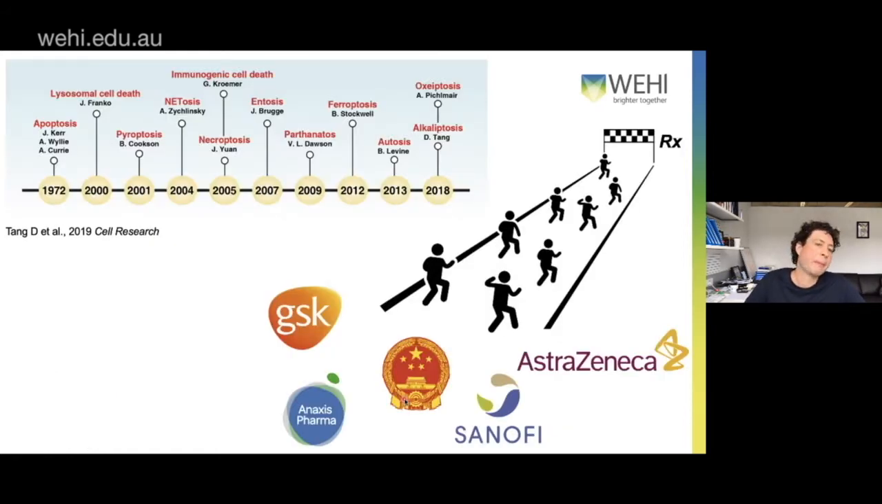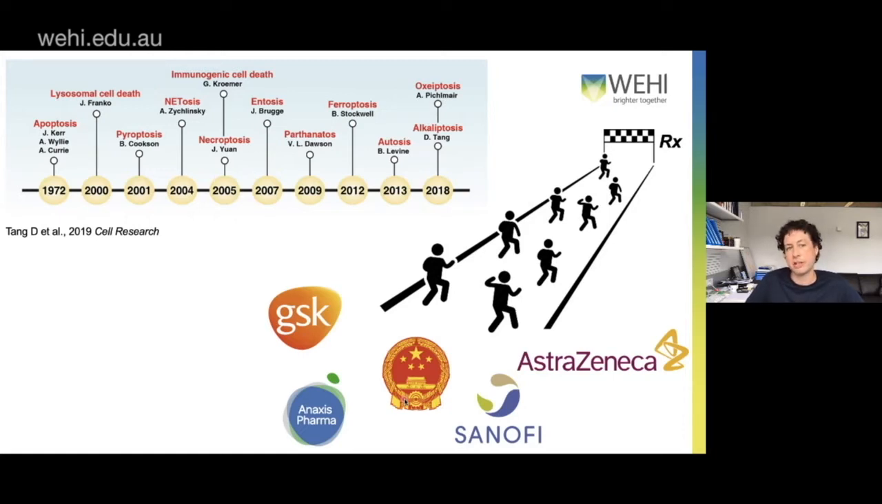So the term apoptosis was actually coined back in the early 70s by an Australian pathologist by the name of John Kerr. And in the intervening 50 years or so, many anti-apoptotic or pro-apoptotic drugs have made it into clinical practice, and venetoclax is the one that's closest to home.